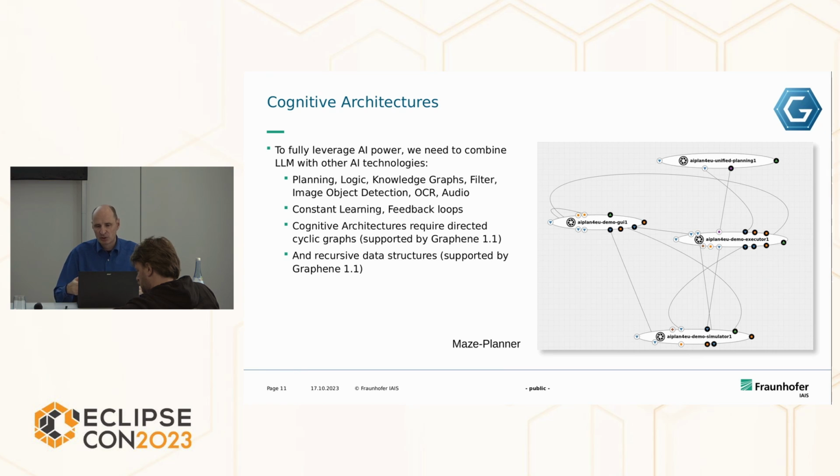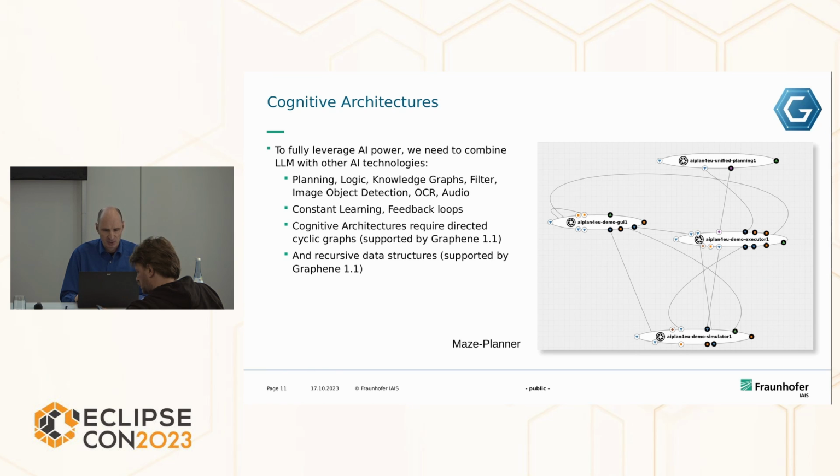Traditional workflow engines usually support directed acyclic graphs, so cycles are not allowed, but we definitely and intentionally allow them. It's also important that we support recursive data structures. That's also in many cases important for handling AI applications and AI models. So here the image is from the Maze Planner, which is one of our most advanced pipelines in our AI4U experiments environment.